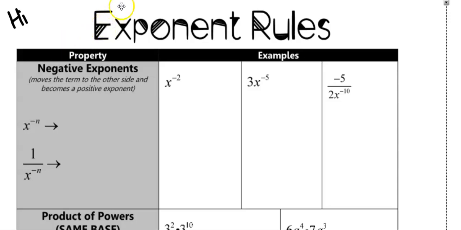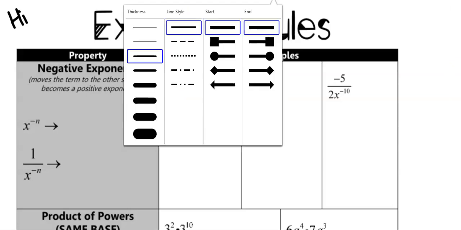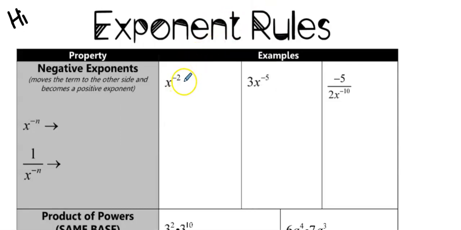Anytime we have negative exponents, we need to change our attitude. So if it's in the numerator, we need to move it to the denominator so it has a positive attitude. So we're going to take the x to the negative 2 and make that 1 over x squared. So if it's x to the negative n, then we have 1 over x to the positive n.